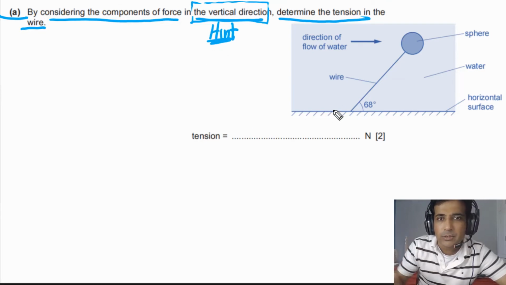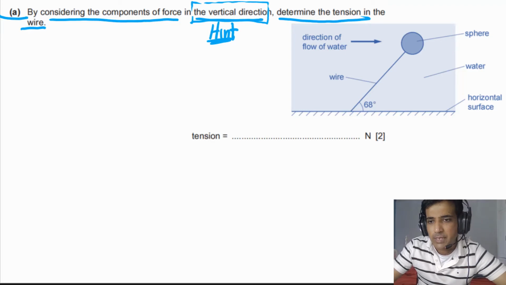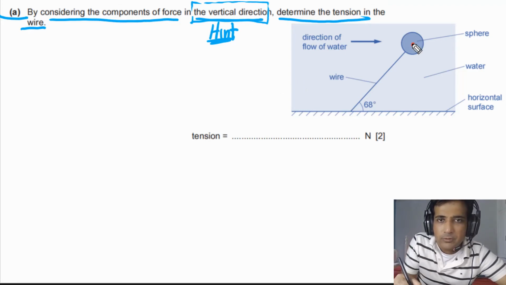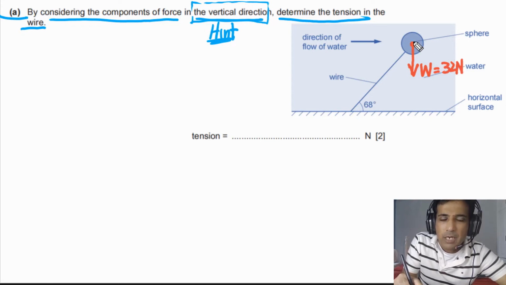Now let's try to understand first of all forces acting on the sphere. One thing we need to understand, if you look at the sphere has a mass, so the weight of this sphere has to be acting downwards. So simply we can say W is acting downwards and the magnitude of W is given, that is equal to 32 newtons. Upthrust is also given. Upthrust is acting on the sphere, so we can draw upthrust is acting up and the value of upthrust is given, that is equal to 280 newtons.